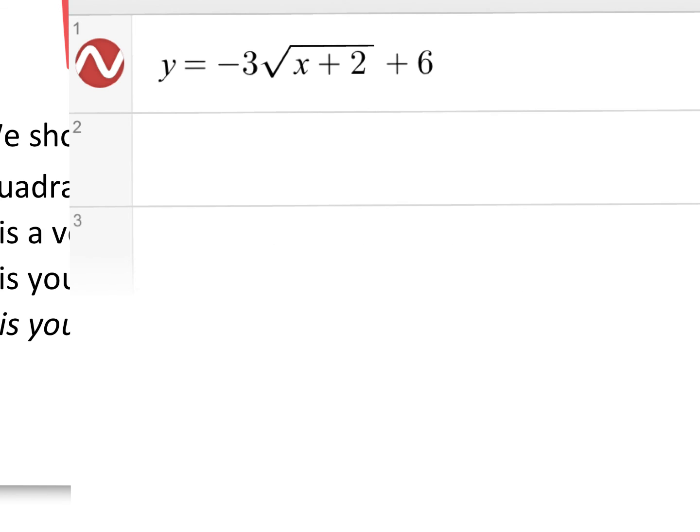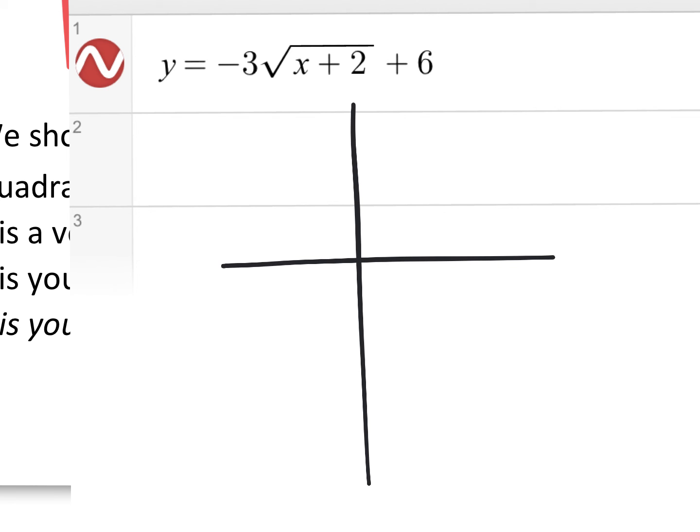Check it out. So I already graphed this on Desmos. And I want you guys to give me a description of what this looks like. For example, I know that my parent graph, y equals the square root of x, starts at 0, 0, and then the square root of 1 is 1, the square root of 4 is 2, the square root of 9 is 3, right? So 1, 1, 4, 2, 9, 3. That's a parent graph.